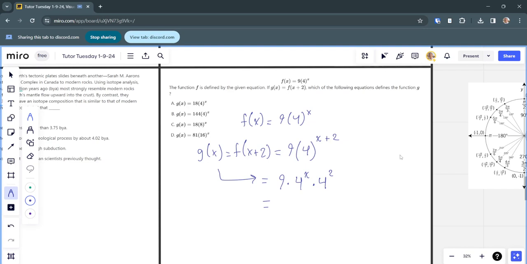And 9 times 16, it seems like the only answer that would fit here is 144. 144 times 4 to the x. So you can see how we simplified that, turned it into a constant, and now we can match that to answer choice B.